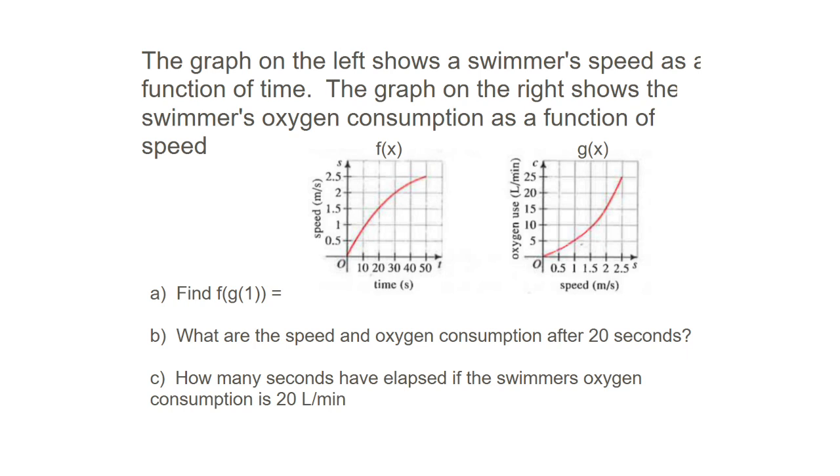All right, the next graph shows the swimmer's oxygen consumption as a function of speed. As the speed starts to increase, initially not much change here, but as that speed increases, so does the oxygen use. Because they're breathing heavy, they're taking in a lot of oxygen at that point.